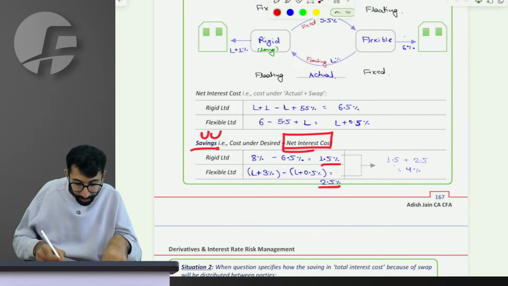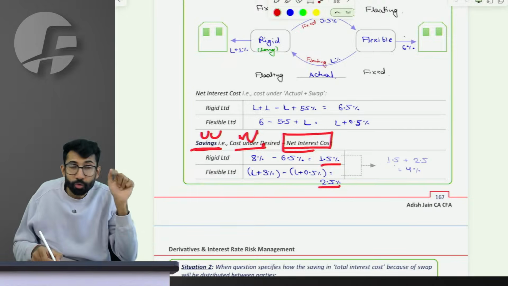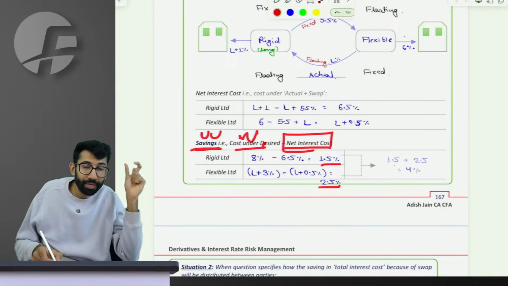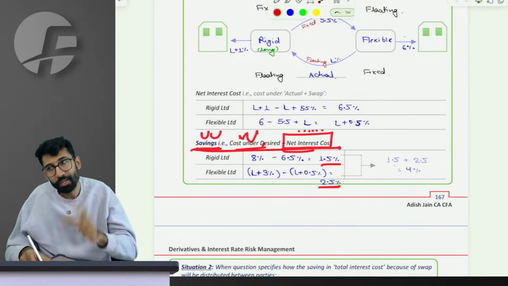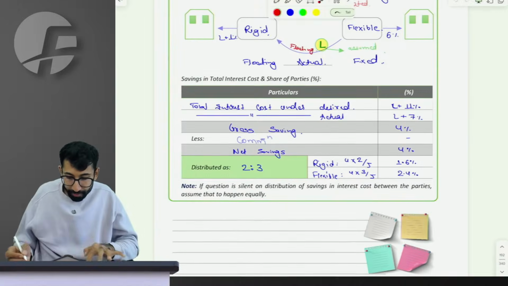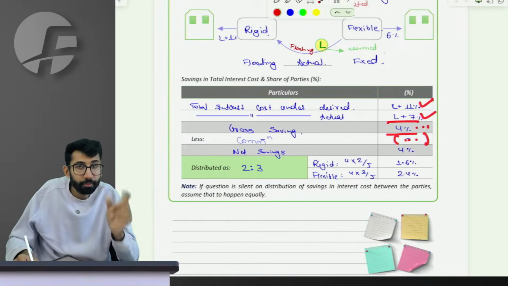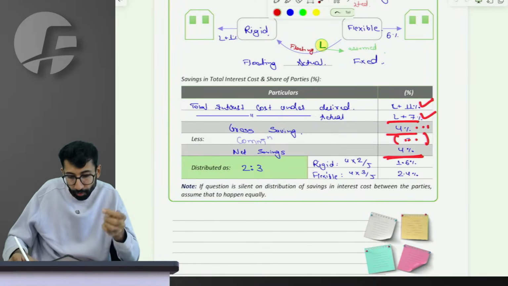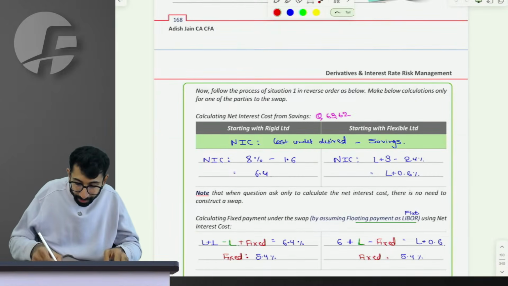So you have the savings with you. You have the cost which would have been incurred if you actually go on your own to borrow at the desired rate. So you will have to back calculate the net interest cost, which is extremely easy. I can show it to you through a practical question. The concept is really easy. Total cost under desired minus total cost under swap is the gross saving. If there is a commission by the broker, deduct this, and you will get the net saving to be distributed between the parties like this.